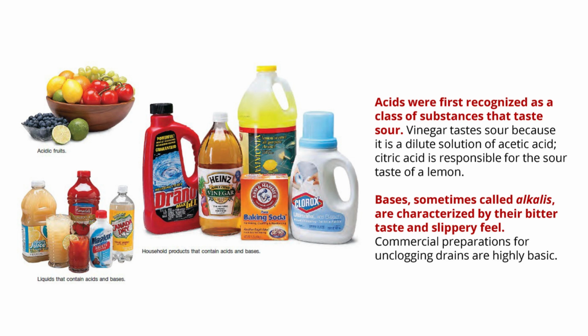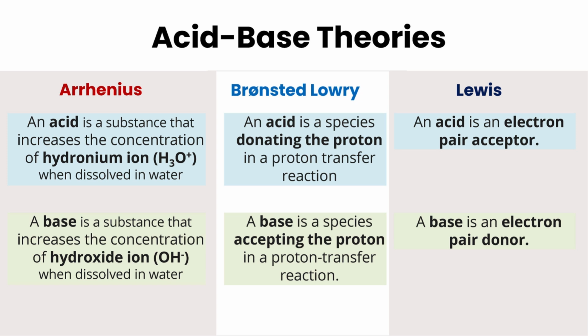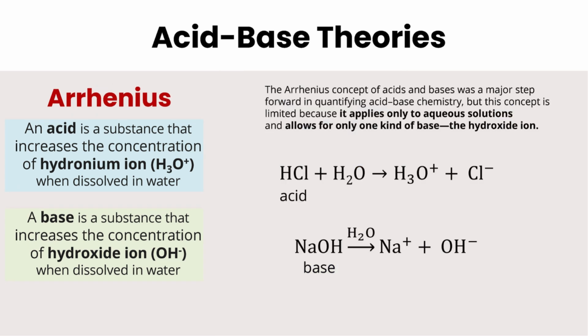So thankfully, we moved beyond taste tests. What was the first sort of formal scientific idea? The first big step was the Arrhenius theory. It's really the foundation. Arrhenius said an acid is something that, when you dissolve it in water, increases the concentration of hydronium ions, H3O+. Okay, H3O+. Got it. And a base is something that increases the hydroxide ion concentration, OH-, in water. Simple examples: HCl, hydrochloric acid, and NaOH, sodium hydroxide.